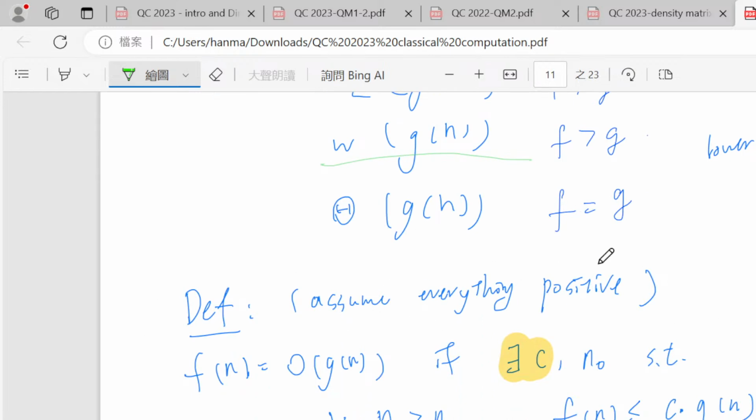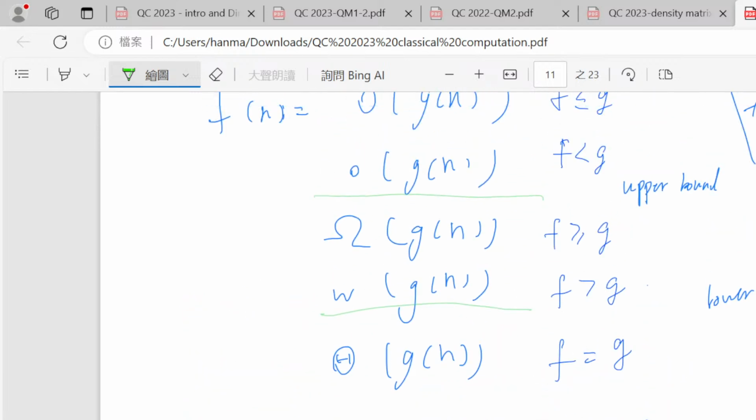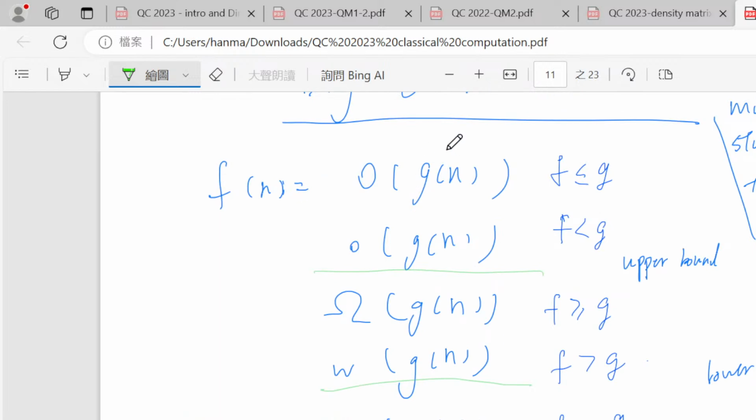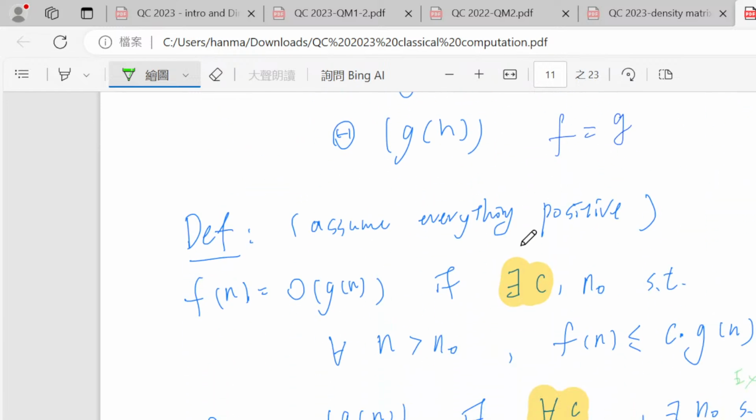And here we have the syntax. Here we assume everything is positive, which makes things easier. So f is positive, g is positive. And the first one, the most common one, is f is order g. And it kind of means like this.